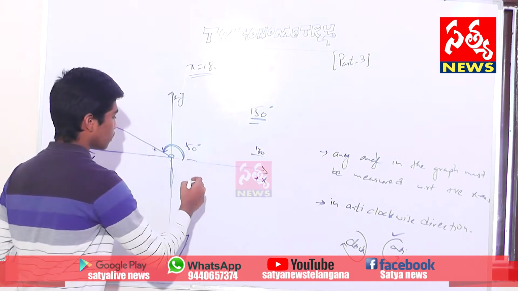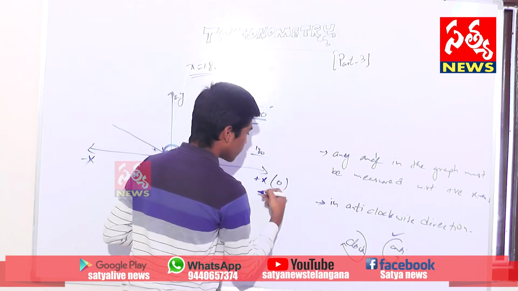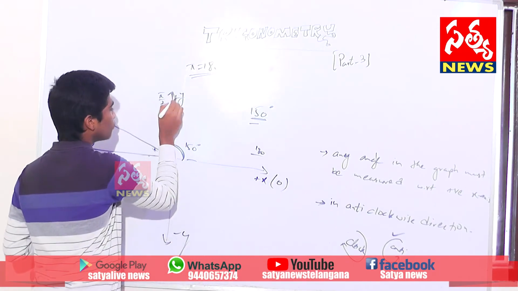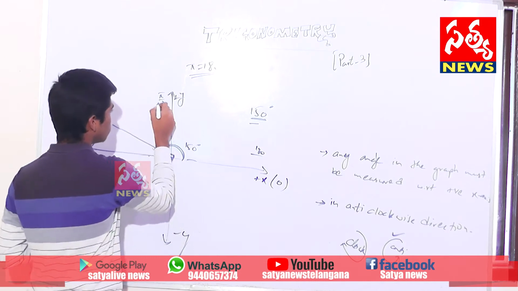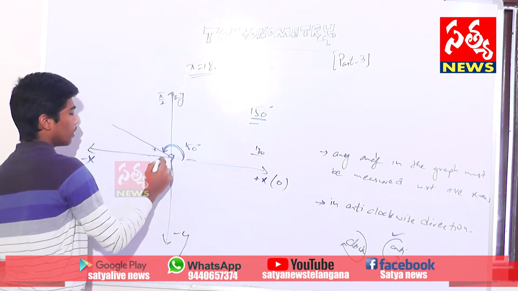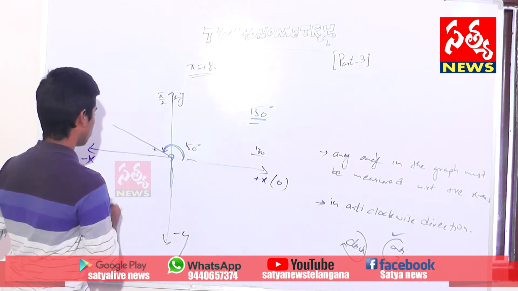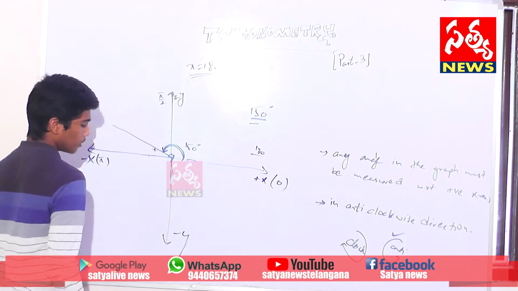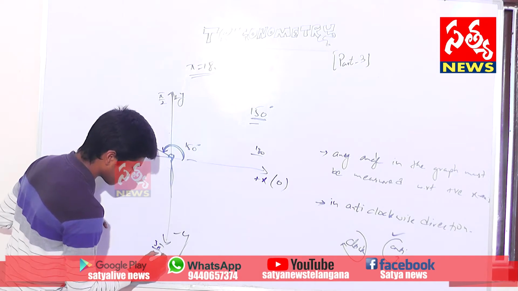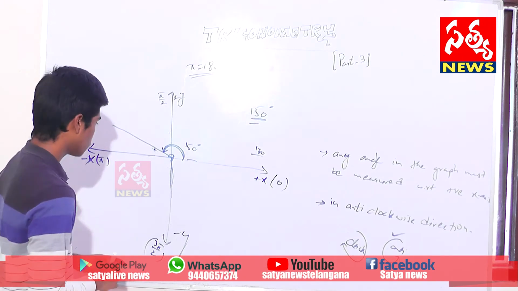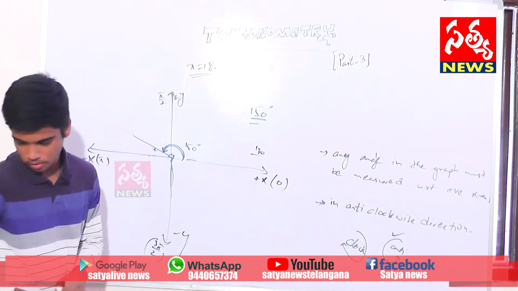And next, this can also be written as 0, pi by 2, as there is an angle of 90 degrees, and 90 is pi by 2. So pi by 2 plus pi by 2 is 180, so here we get pi, and here we get 3 pi by 2. Remember this.